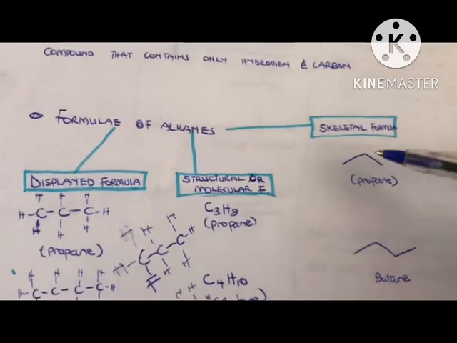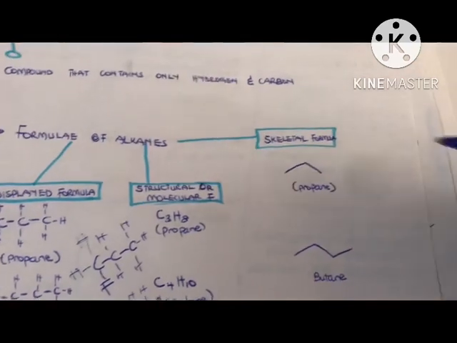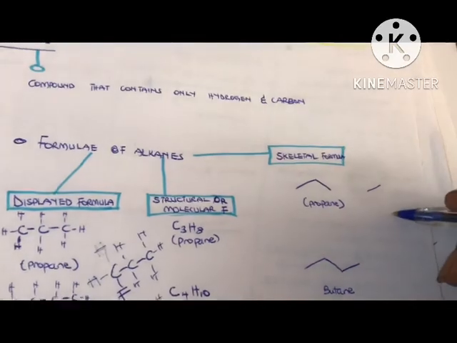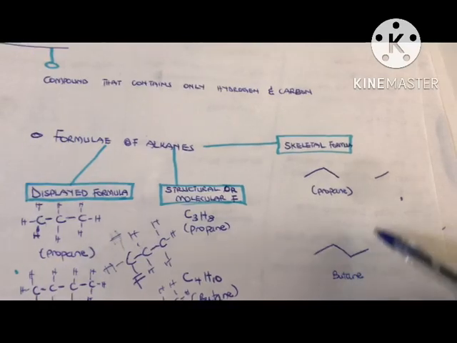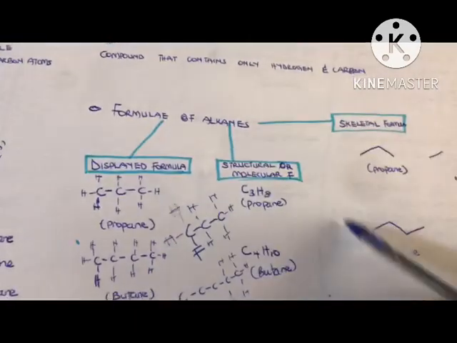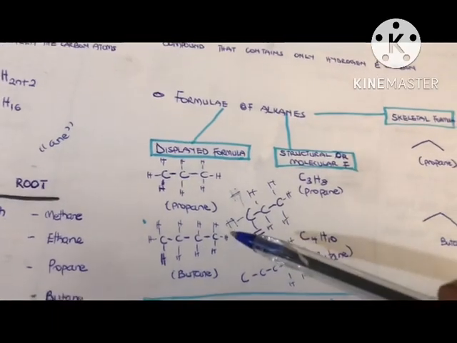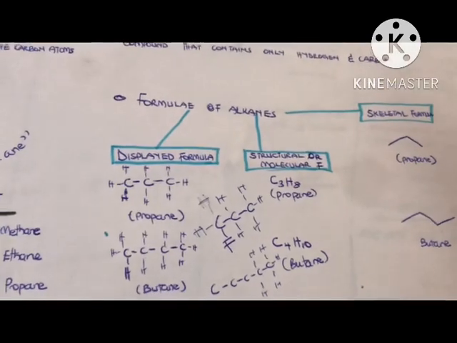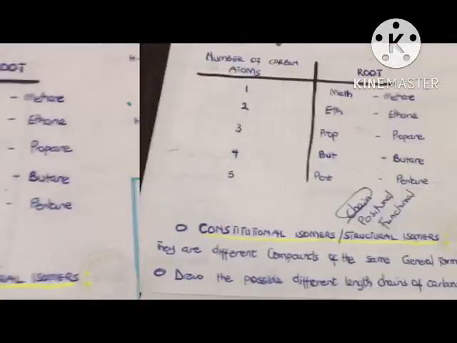We can also use the skeletal formula, and this is how the skeletal formula looks. This is for propane. For ethane it is just a single line. For methane it's a dot. And this for propane, this for butane. So this is the skeletal formula. This is the structural or molecular formula, and this is how the displayed formula looks. Sometimes they might ask you to use one of them based on the choice of the examiner.